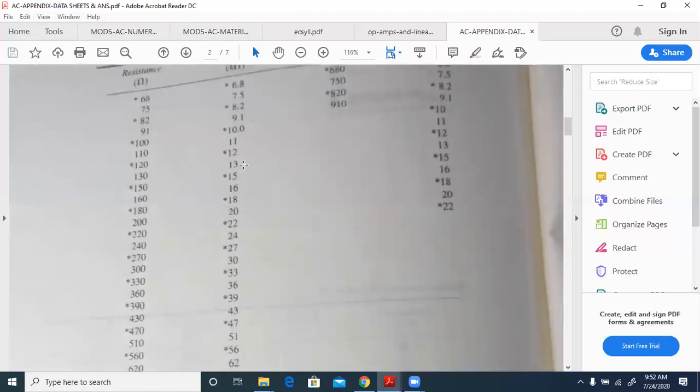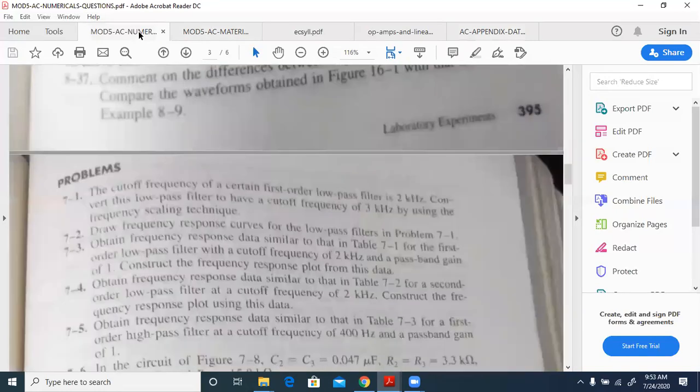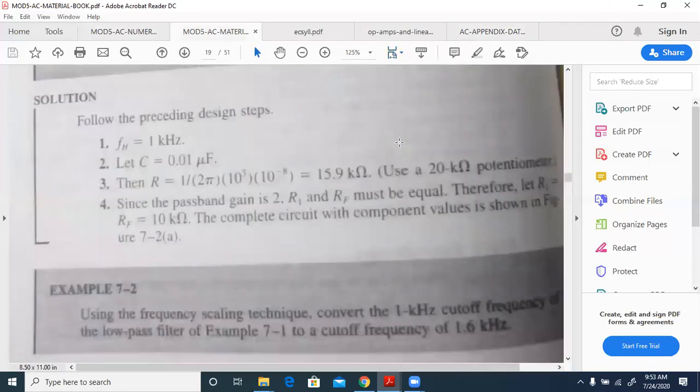What is available is 18. 18 is available, 16 is available. Okay, the nearest value 16 is always available. You can choose that, or you can use the pot and vary it properly so that we will get that value. So he has chosen a pot. You can choose even the 16 value also, which is approximately the same as 15.9. You can always say that. Otherwise, a pot will be a better solution.